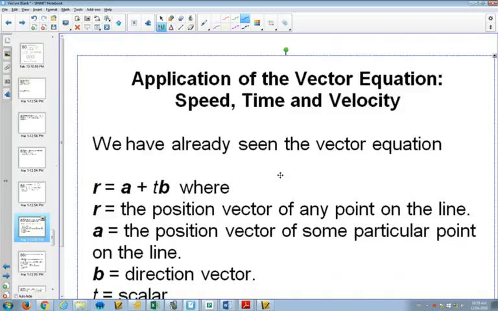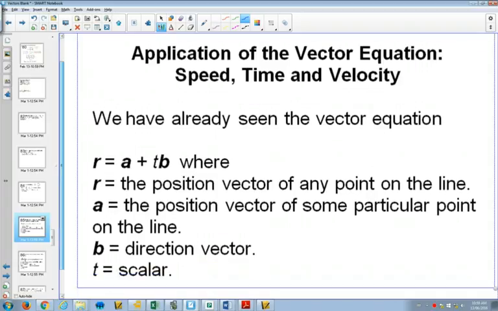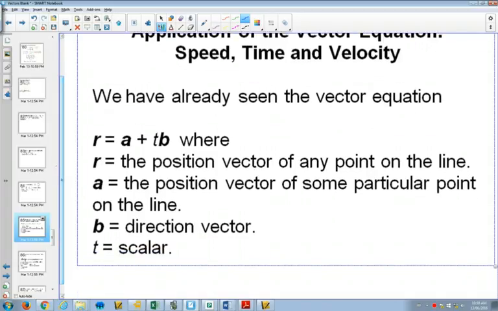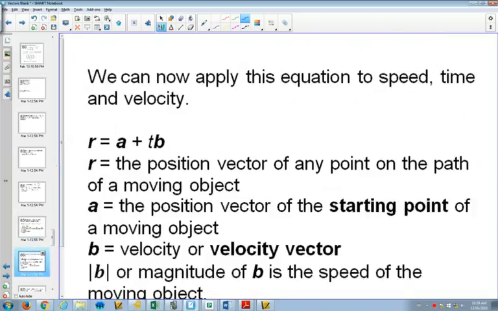Now, if you had your vector equation, where r is the position vector of any point on your line, and a is some point on your line, and b is your direction vector, and t is your scalar, what we're going to find is how we can apply this to speed, time, and velocity.